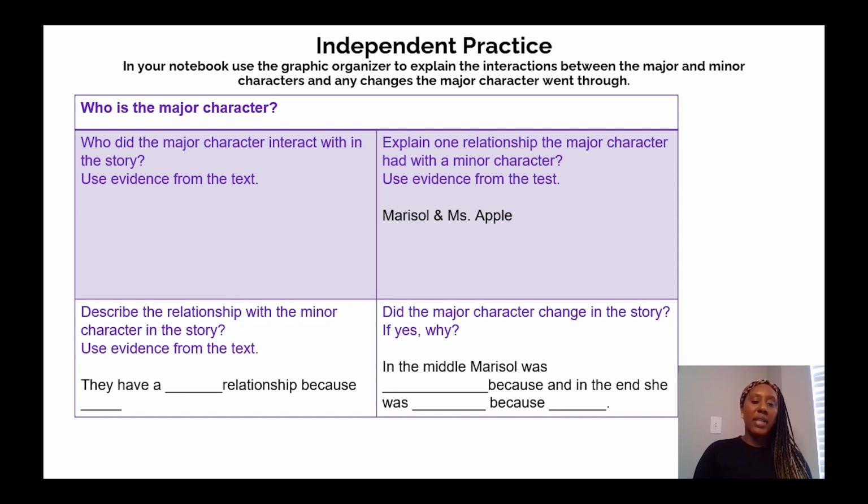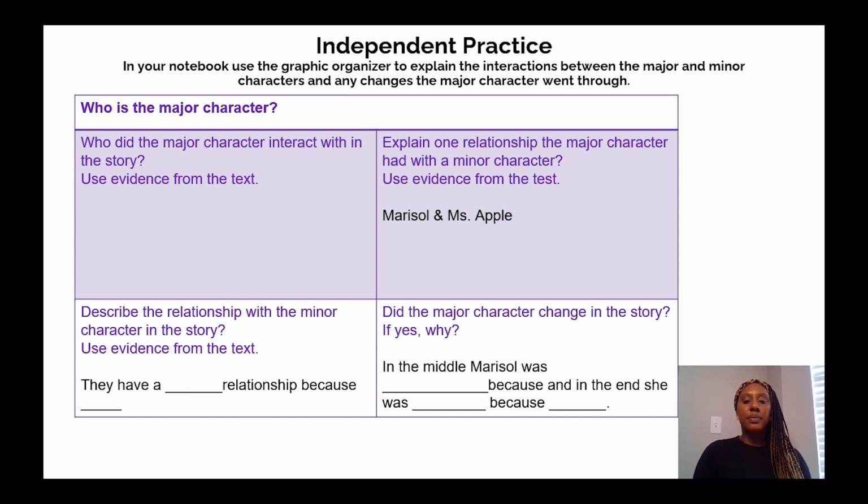I want you to use the following sentence stem when you describe their relationship. Do they have a positive relationship or do they have a negative relationship and why? Explain why they have that relationship. Is it positive or negative and explain why. And the last thing I want you to do is to think about any changes that Marisol went through in the story. So I want you to describe how Marisol felt at the middle of the story and why did she feel that way? And then how does she feel at the end and why she felt like that?